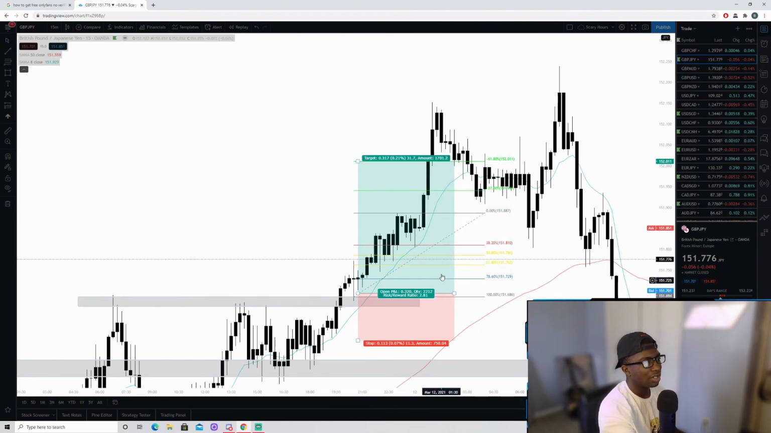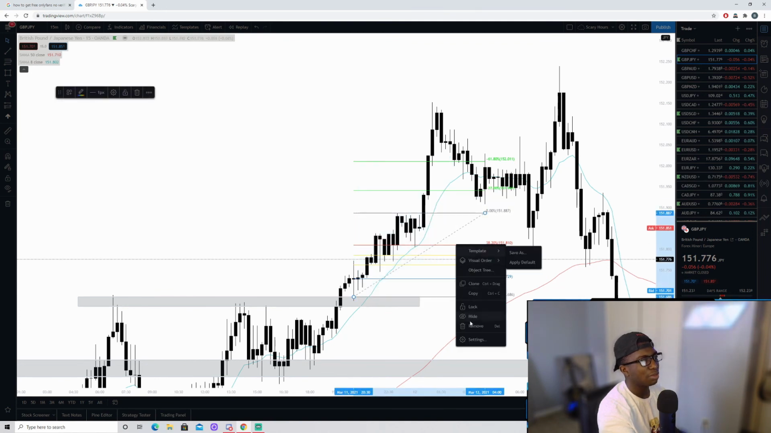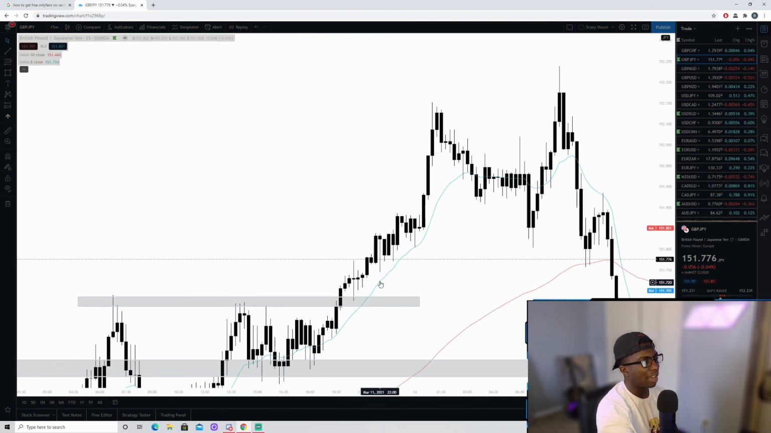So that's honestly how I use support and resistance to show me where price is respecting. And I use that in confluence with the moving averages to decide when to enter.